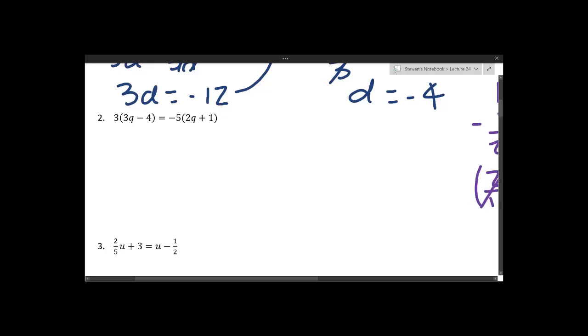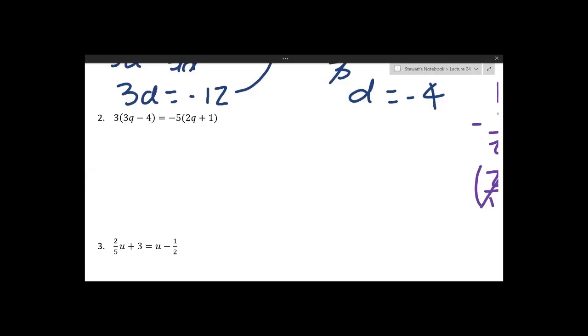But what I'd recommend to do at first, since it's going to get really messy if you try to account for the parentheses last, is carry out the multiplication that's being done first, and then add and subtract to solve from there. So we can distribute this 3 and this -5. So 3 times 3q would give us 9q. And then 3 times -4 is -12. And then we have that equal to -5 times 2q would be -10q. Then -5 times +1 is -5.